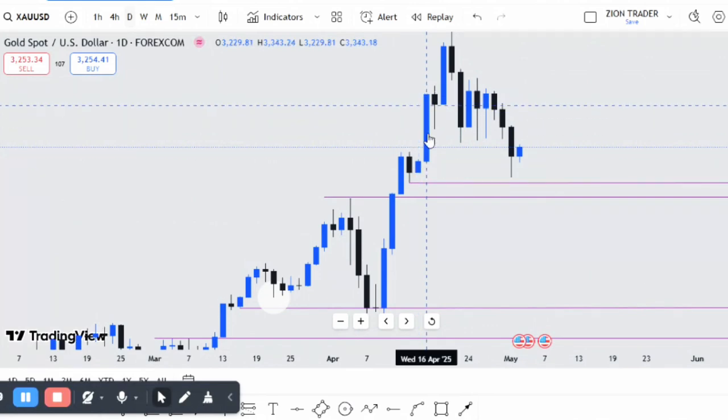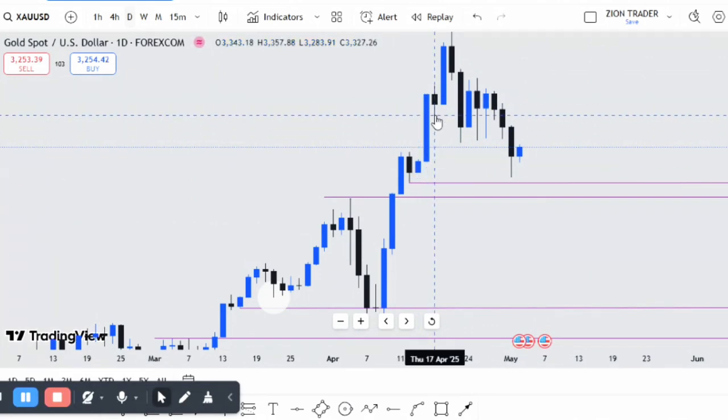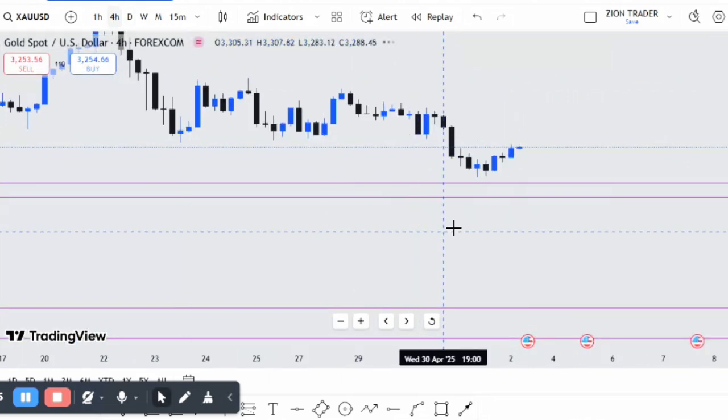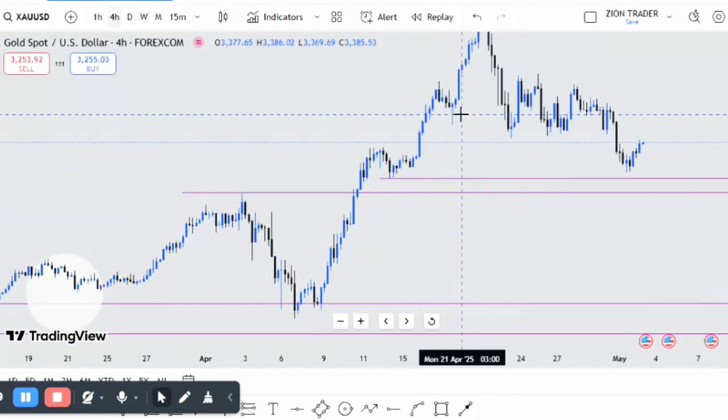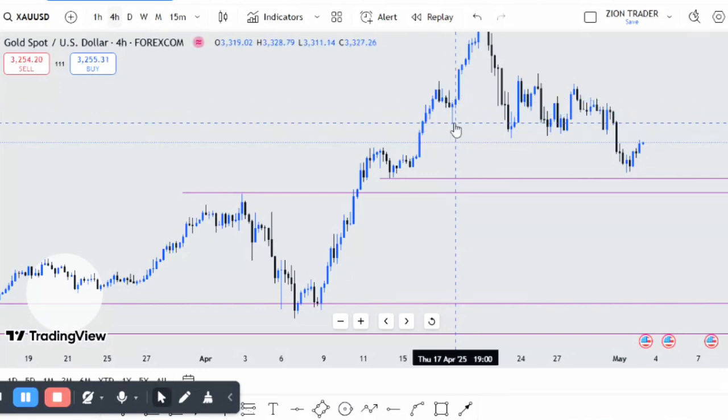So we are expecting the same thing to happen right here, although we don't have a level of liquidity right here on the daily time frame using the swing high and the swing low formation. But then coming down to the 4-hour time frame, we'll see two areas, two levels of liquidity.